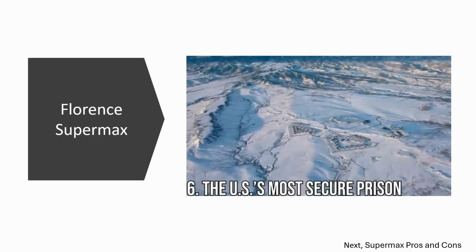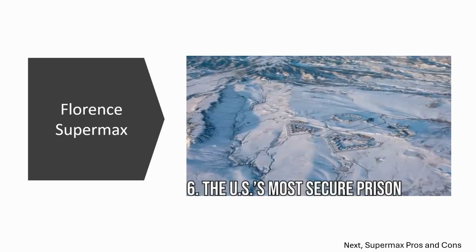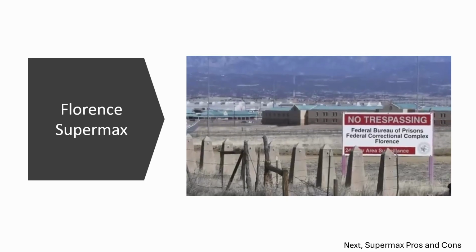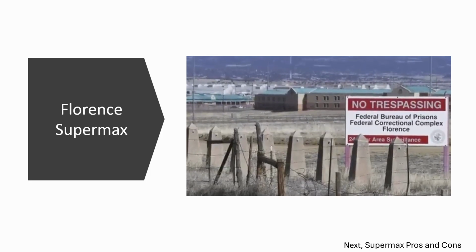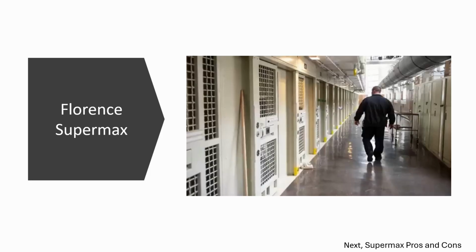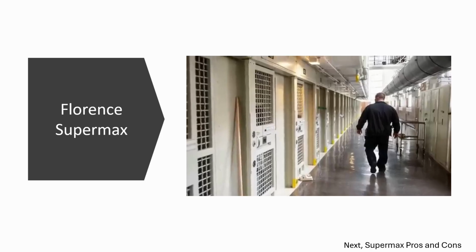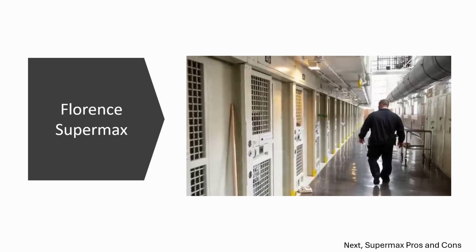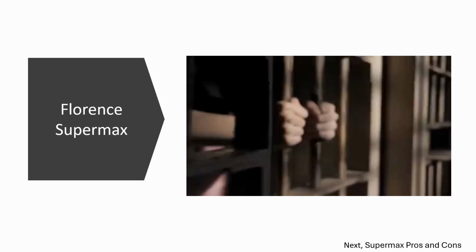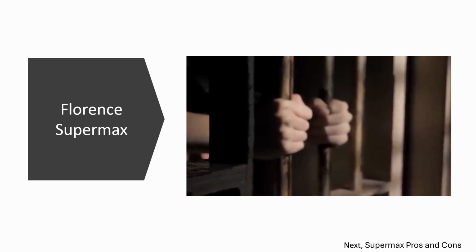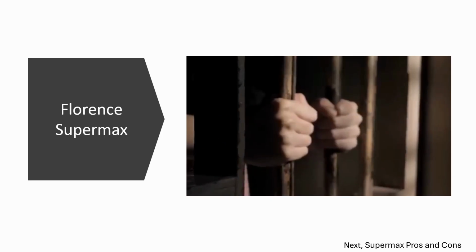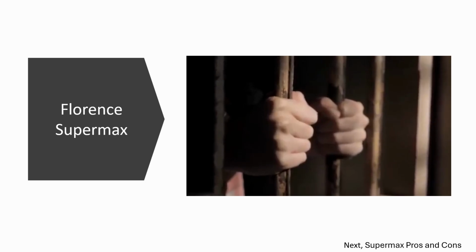Number 6. The U.S.'s most secure prison. Commonly referred to as a Supermax prison, it has 490 beds in a compound which encompasses 37 acres. The prison was designed to house prisoners deemed too dangerous or high profile for regular incarceration, and nearly 95% of all inmates that have been sent to Florence were transfers with histories of violent behavior in other prison facilities.